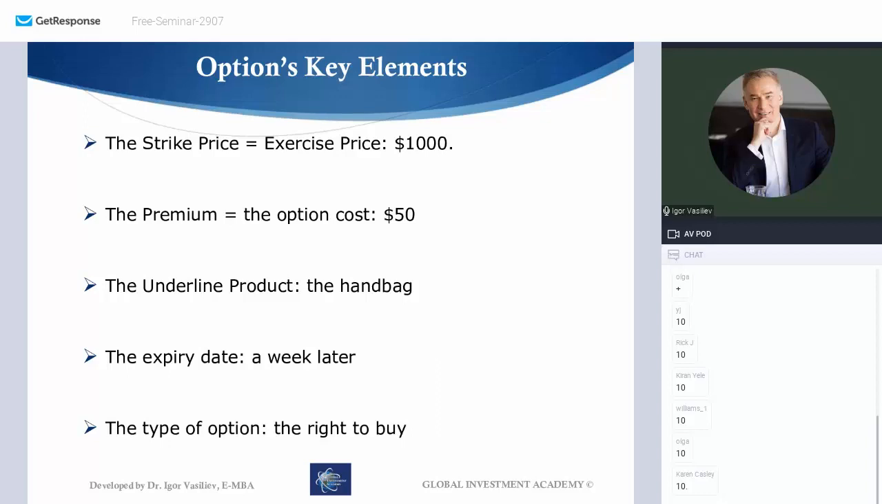Now, in Australia, it's a bit different. Usually, it's the Thursday before the third Friday. That's how it works in this particular case. Now, this particular option is the right to buy. Okay, so when the person buys this option, they are buying the right to buy an underlying product.